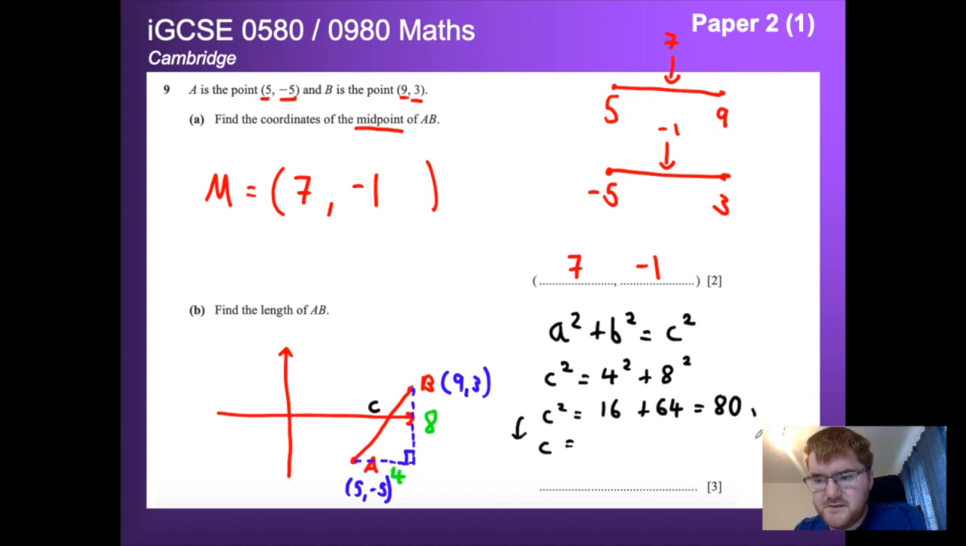So what do we do to both sides here? What's the opposite of squaring? We want to square root on both sides. And if we do that, we're going to do the square root of 80. At this point, I open up my calculator and then see what the answer is going to be.